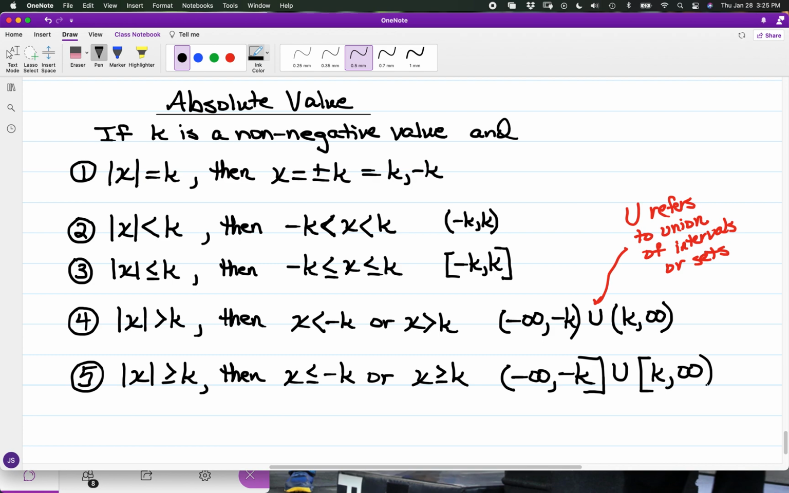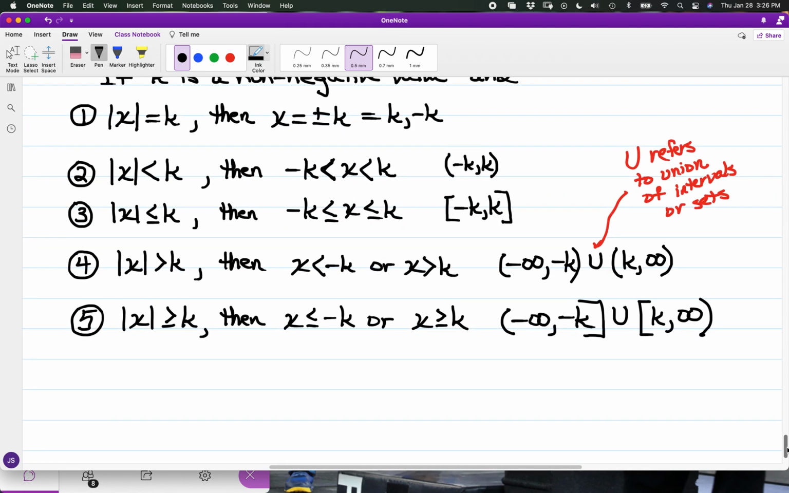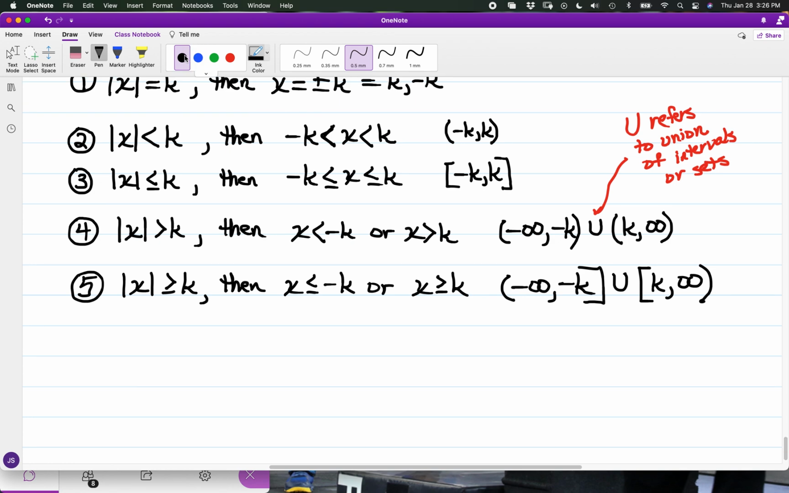Okay, so these are the possible cases that exist for what we have here. And let me just give you a couple of cases where we have absolute value inequalities, and say we are looking at determining the interval solutions.